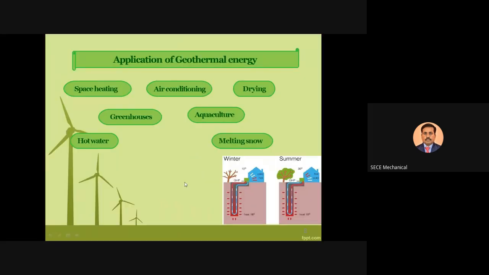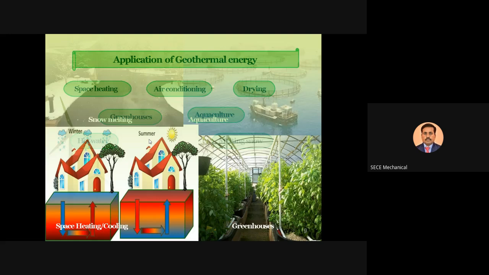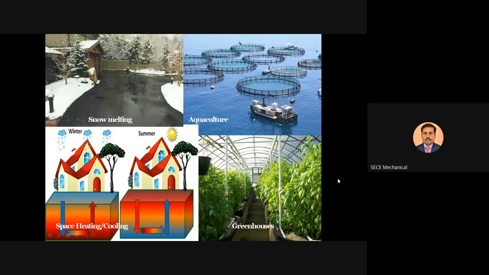So what are the applications of geothermal energy? If you see the applications: space heating, air conditioning, drying purposes, agriculture or aquaculture, water utilization, and greenhouses. Then hot water generation, melting of snow. For all those purposes we can use this geothermal energy. This heat energy can be utilized for various purposes. So these are some of the purposes. Here in this slide you can see some of them.